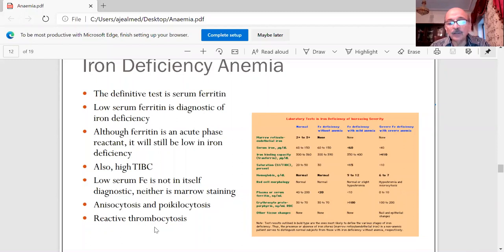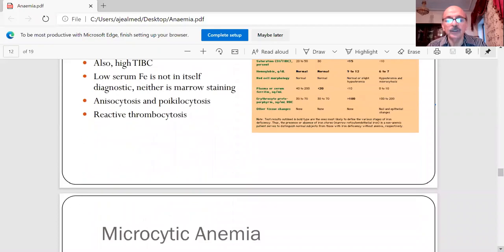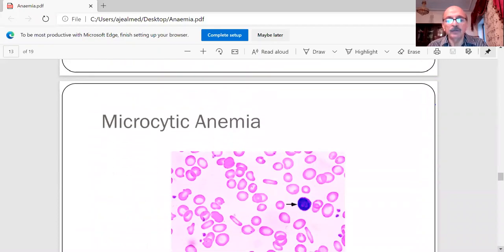Okay, reactive thrombocytosis: thrombocytosis means a high platelet count. This occurs with iron deficiency. Okay, so this will give you a clue for iron deficiency, but I remind you again that you shouldn't treat as iron deficiency unless you get a low ferritin. The ferritin is the most important investigation for iron deficiency.